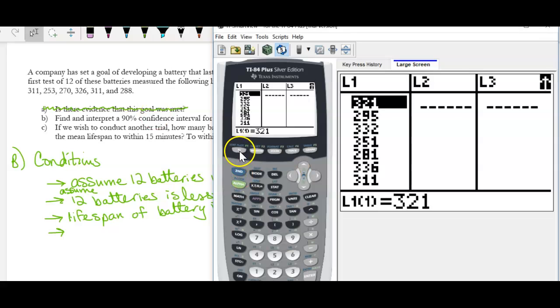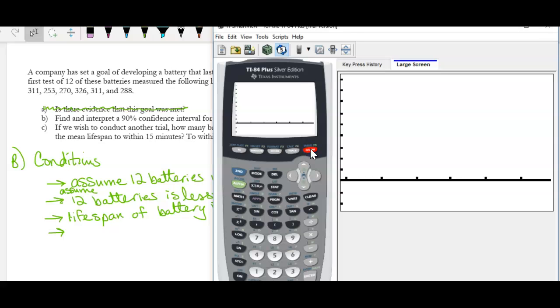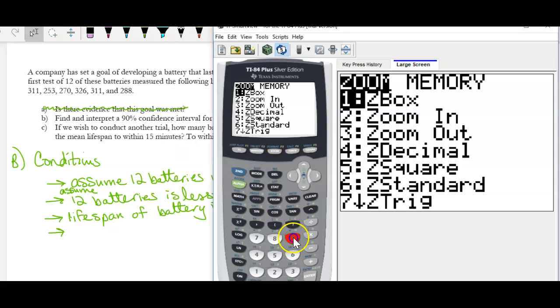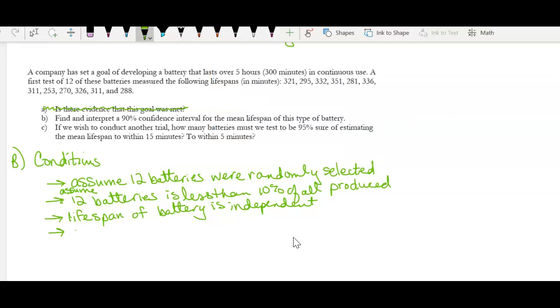So we go second, y equals. Now, we already graphed the last problem, so it says plot 1 is on, and it's a histogram. So we're ready to graph. And remember, you may not see it, so you have to hit zoom and then go down and choose number 9 to make it a stat window. Okay, it doesn't look great, but that is roughly unimodal and symmetric. That's close enough. It's not skewed, we don't have outliers. So the histogram is roughly unimodal and symmetric.